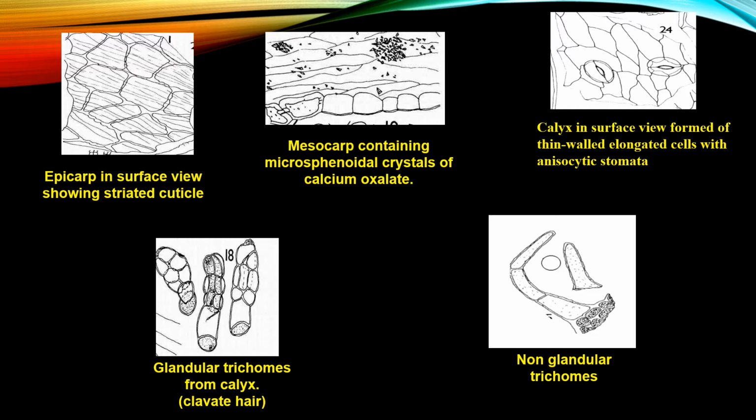Calyx epidermal cells bearing anisocytic stomata, with straight walls, slightly elongated cells, and covered with thin cuticle. Fragments of hairs, either glandular or non-glandular, from the calyx: the glandular hair with multicellular head and unicellular stalk, characteristic for family Solanaceae, known as clavate hair, and non-glandular multicellular uniseriate hairs, or even unicellular non-glandular hair.